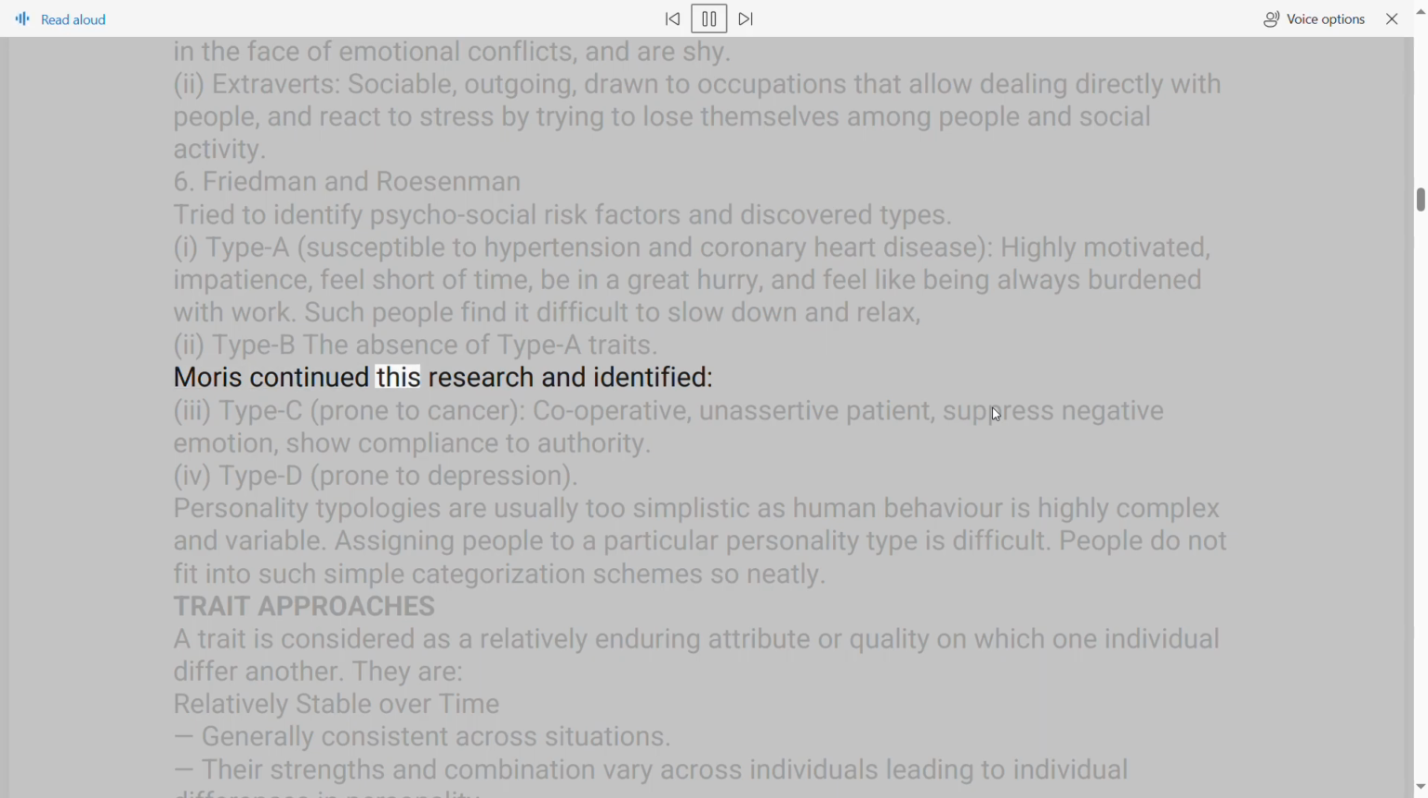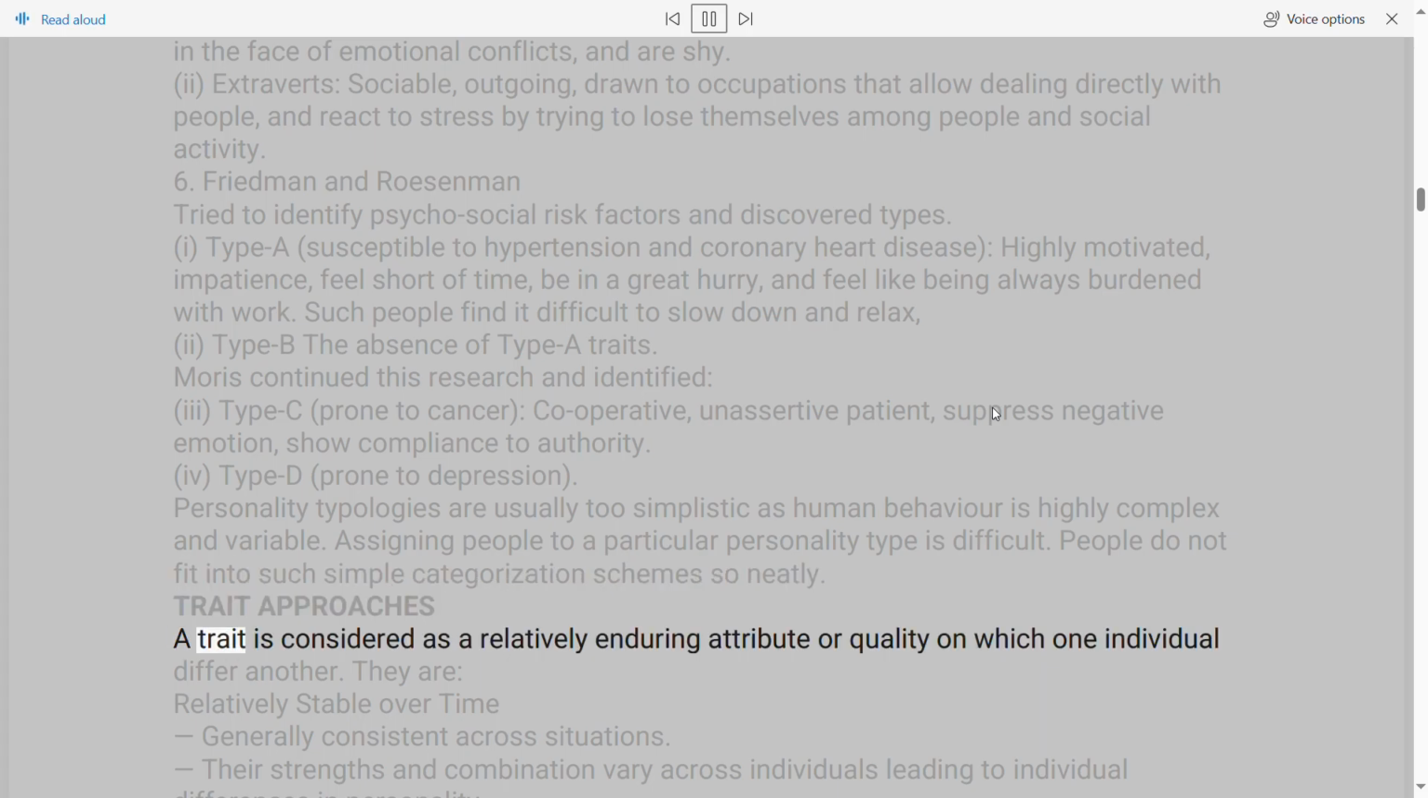Morris continued this research and identified 3. Type C: prone to cancer, cooperative, unassertive, patient, suppress negative emotion, show compliance to authority. 4. Type D: prone to depression. Personality typologies are usually too simplistic as human behavior is highly complex and variable. Assigning people to a particular personality type is difficult. People do not fit into such simple categorization schemes so neatly.